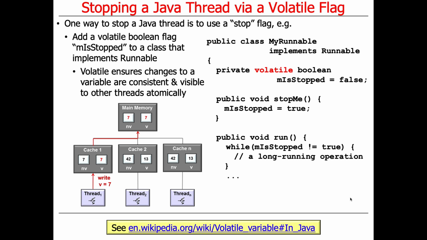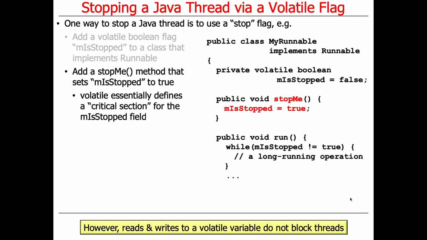If you recall our discussion from earlier, volatile is a qualifier on a type that says any changes to the variable are consistent and visible to all other threads atomically. So it basically skips the processor cache and goes directly to main memory. What we do here is we add a stop method, or stop me method, to this class that sets the mIsStop field to true.